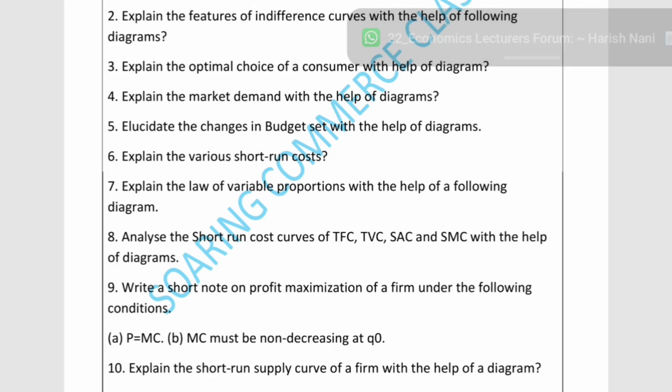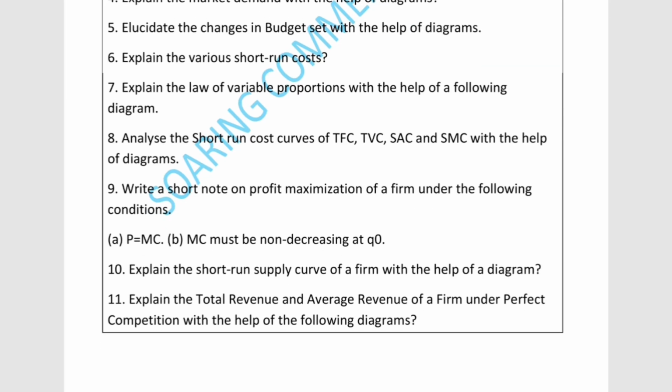Okay, so the next unit we have is the theory under perfect competition, and it is also a very important unit from the midterm examination and annual examination point of view. The first question maybe they are going to be asking like, write a short note on profit maximization of a firm under following conditions. So A, you need to prove P is equal to MC, and B, you need to prove MC must not be decreasing at Q0. If you prove these 2, definitely you are going to get the 6 marks.